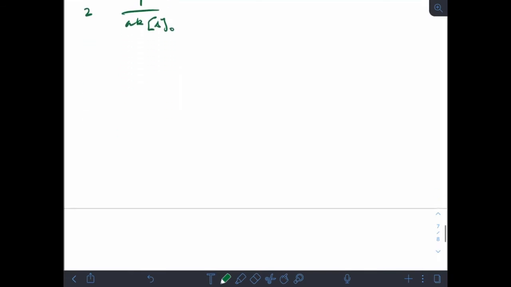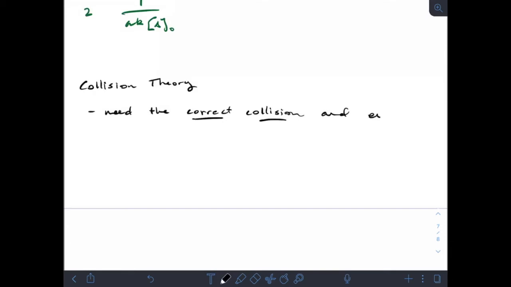Okay, so our next topic. We talked about integrated rate laws, we talked about half-lives, so now we're going to get into collision theory, which will be followed by transition state theory. The idea behind collision theory is that we need the correct collision and enough energy for a reaction to happen. So we're talking about things smashing into each other and causing reactions to happen, collisions.